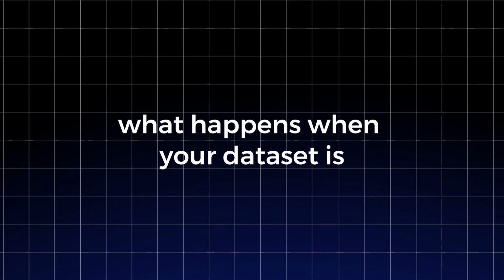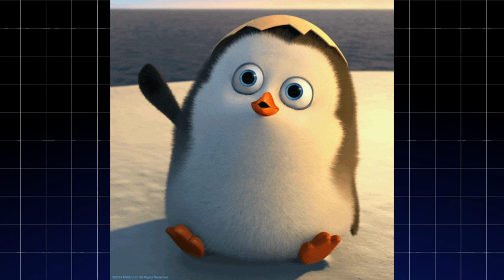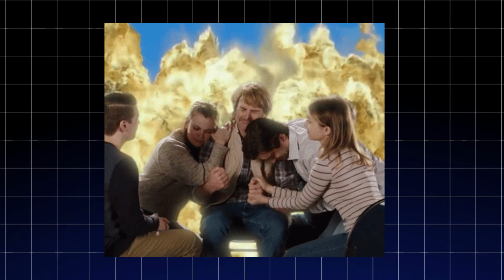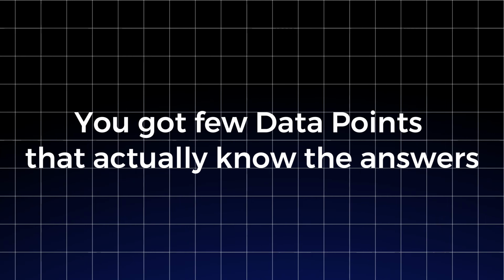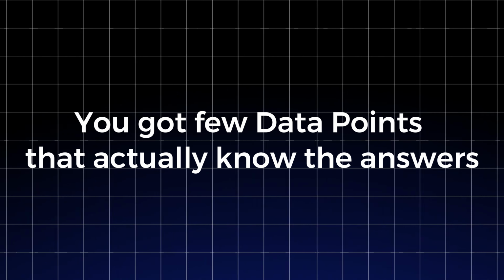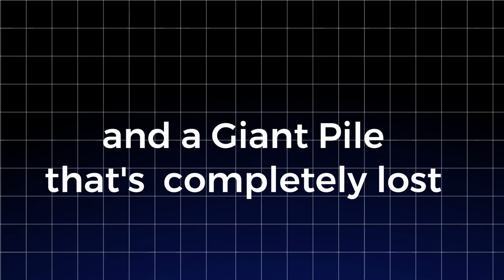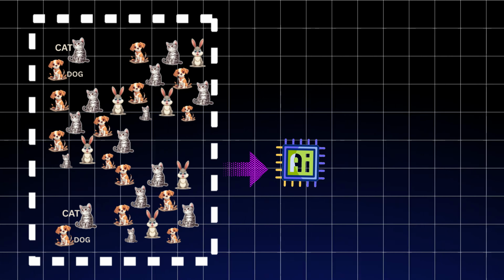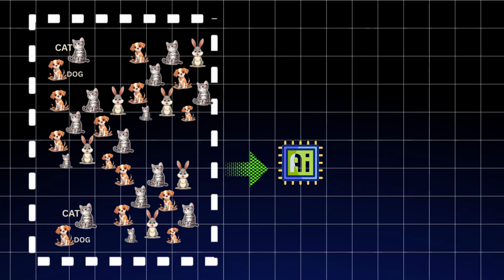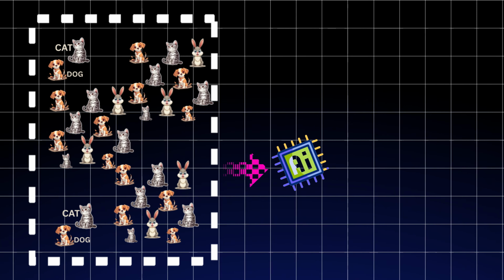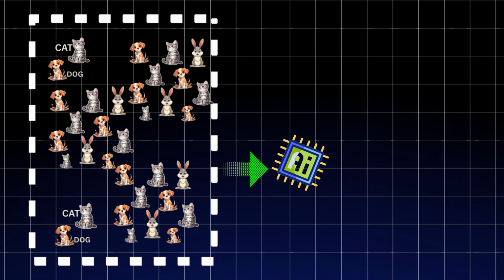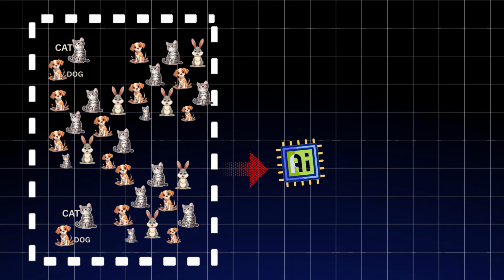Semi-supervised learning. Semi-supervised learning is what happens when your dataset is half smart and half clueless. It's like watching a senior engineer solve problems while an intern offers emotional support and syntax errors. You've got a few data points that actually know the answers and a giant pile that's completely lost. For example, imagine a folder of animal images where only a handful are labeled cat, dog, while the rest stare blankly at the model.